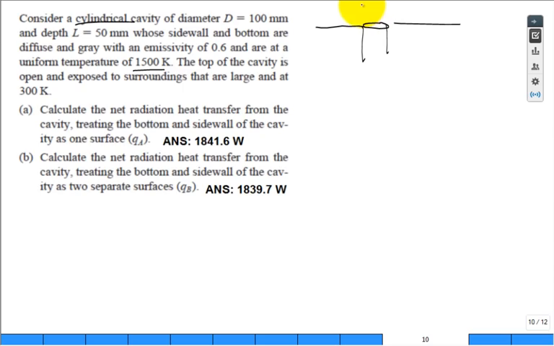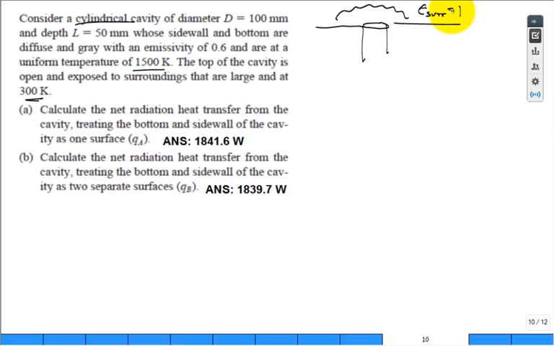The top of the cavity is open and exposed to surroundings that are large and at 300 Kelvin. When you have a large surroundings, what is the effective emissivity of the surroundings? 1. We just went through that discussion. It's 1 because it has the same effect of reducing any surface resistance with the large surroundings.